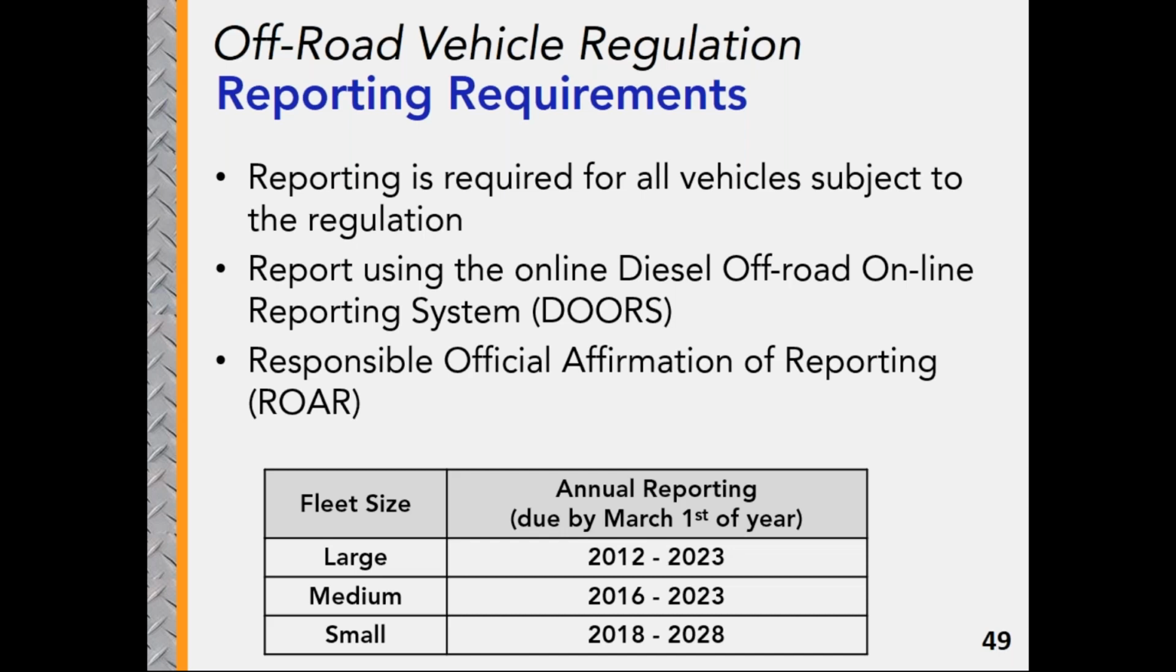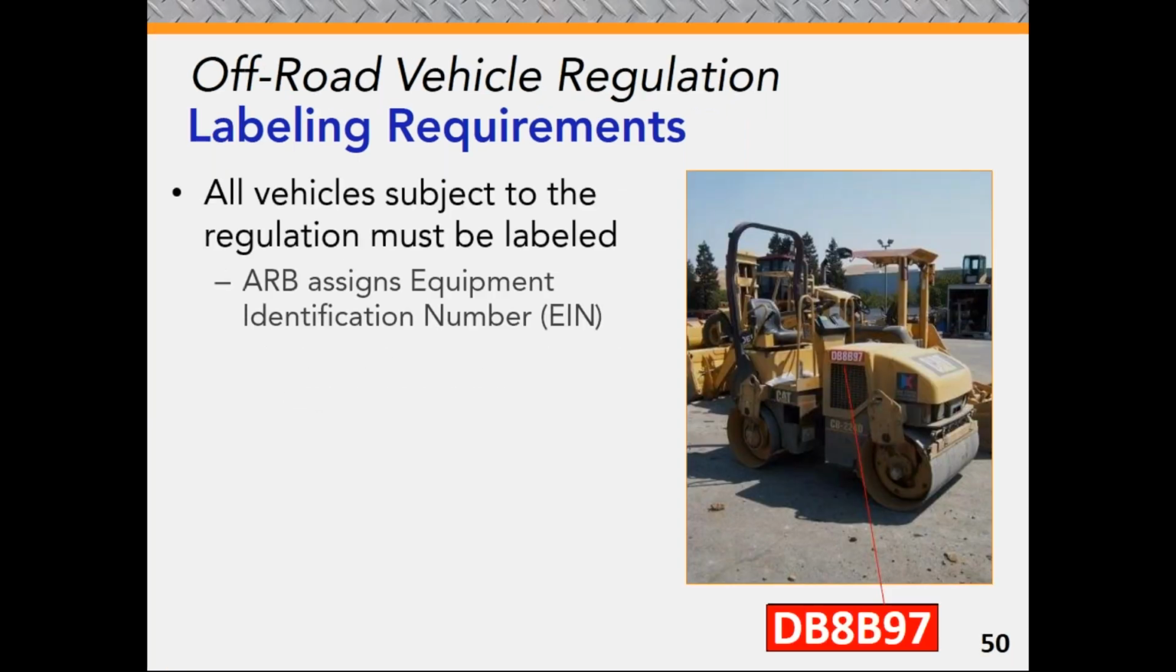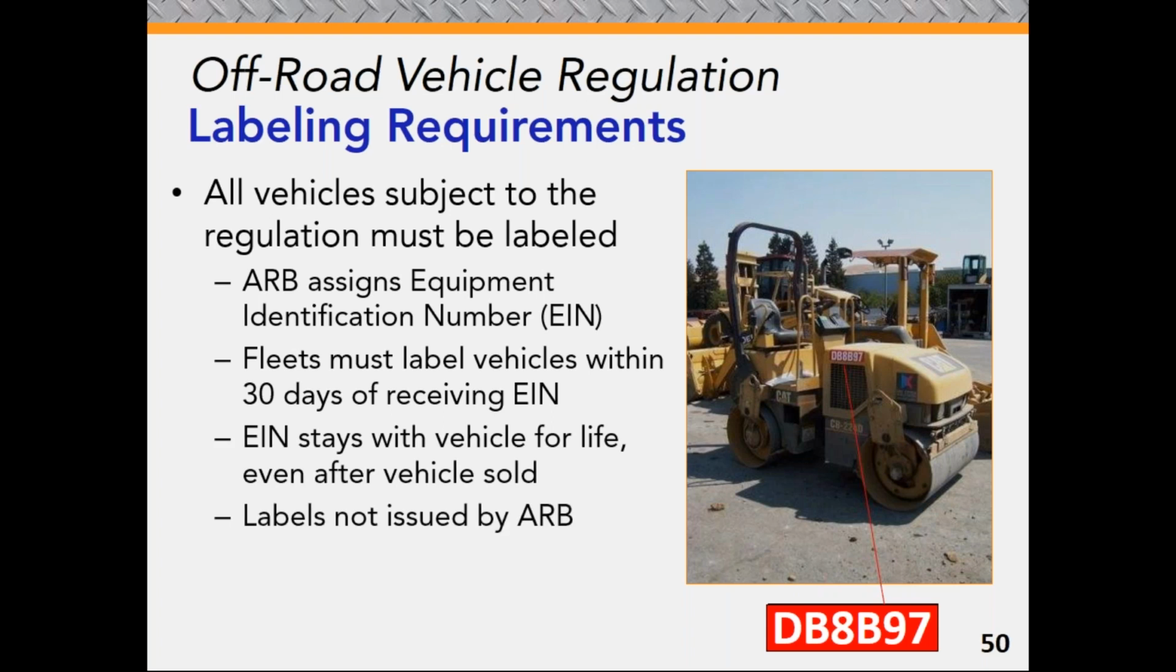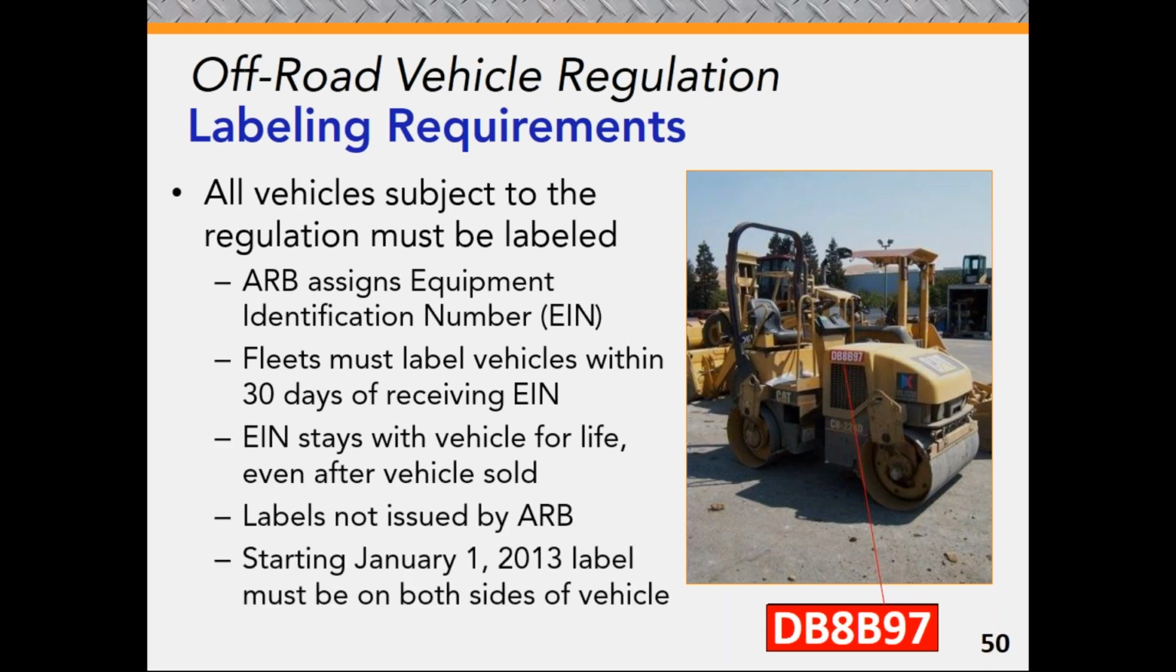ROAR reports are due annually by March 1st of every year, and vehicles that are brought into the state or added to the fleet throughout the year must be reported within 30 days. So there are some labeling requirements after you've reported your vehicle. Again, you have 30 days to register your vehicle in DOORS once you obtain it, and then you have 30 days after that to get the label on it.